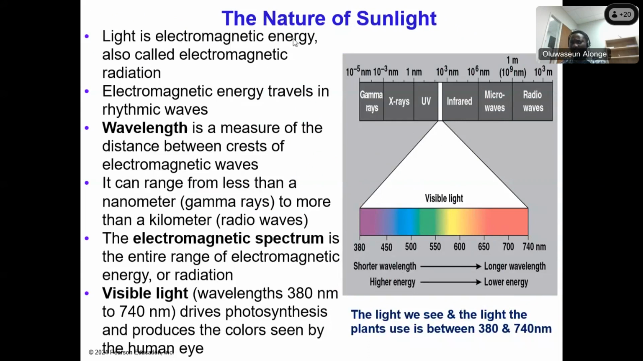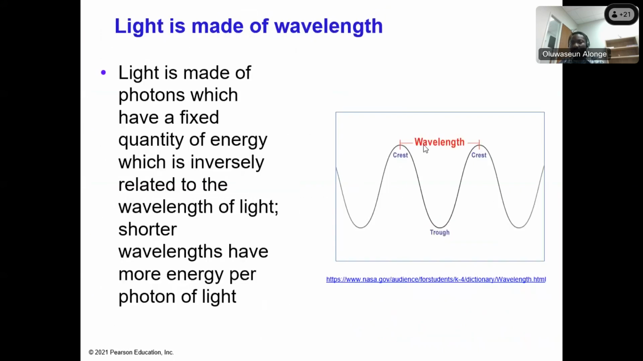So light is an electromagnetic energy. It's also called electromagnetic radiation. They travel in a rhythmic manner, which we call wavelength. So when we say wavelength, we are measuring the distance between crests. We are looking at a wave. This is the crest, which is the peak, and the distance between them is what we call wavelength. So this is the way light travels.